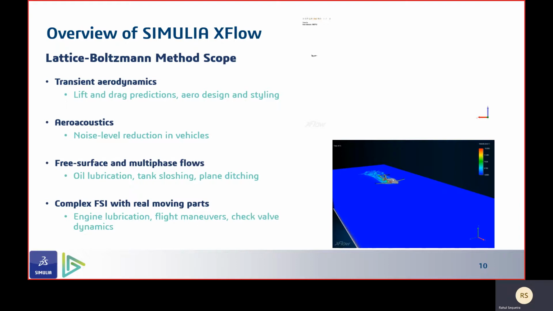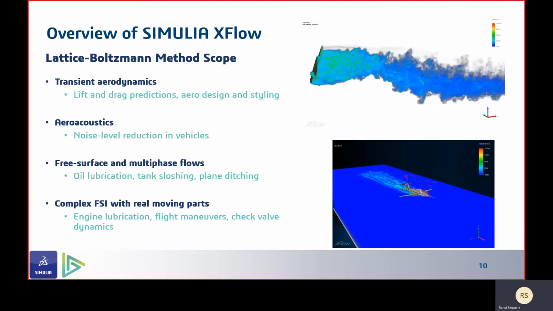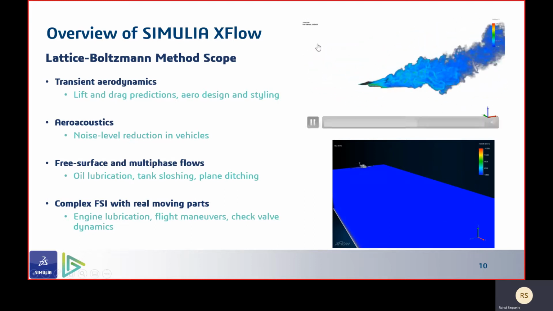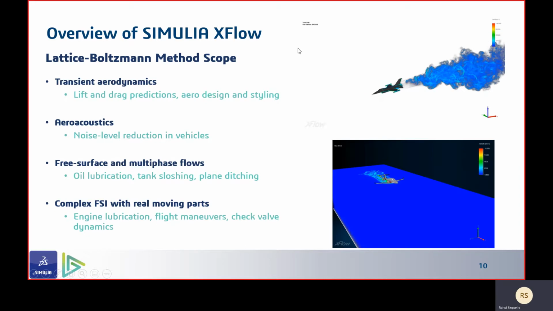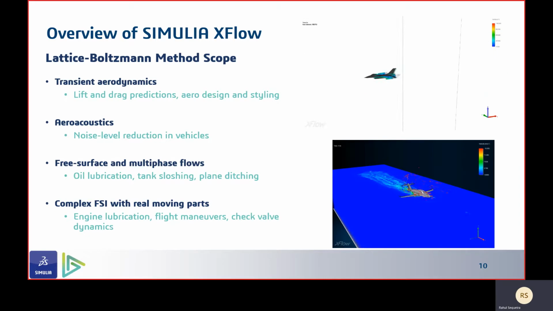So what is the scope of the lattice-Boltzmann method? Well, because of its high accuracy with transient solvers, they're able to solve transient aerodynamics really well. So this allows them to accurately predict the lift and drag of highly complex maneuvers like this Cobra maneuver this aircraft is doing right now. It's also able to provide better aero design and styling because of its accurate solver.